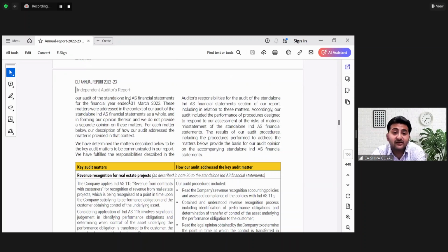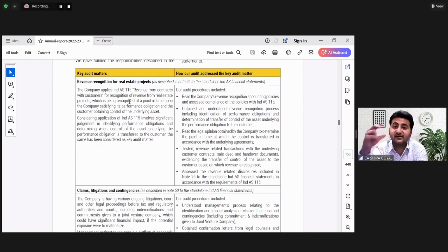For example, revenue recognition for the real estate project is, in the auditor's opinion, one of the very key audit matters, because the company may have taken into consideration various factors, as Mayank ji has talked about. So the audit procedures we have done should be elaborated here. We have read the company's policy for the Ind AS.